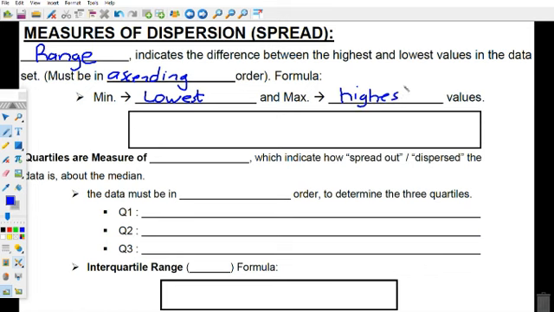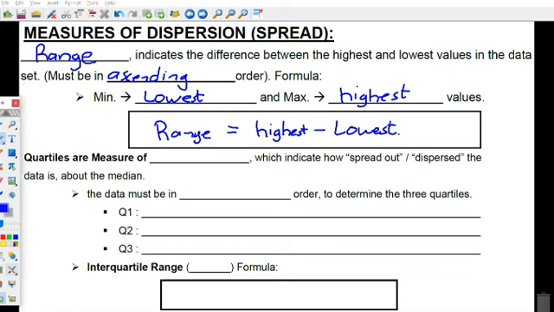They're intuitive, easy. So we can say my range is equal to what? What's my range? It is my highest minus my lowest. Range is my highest minus my lowest.